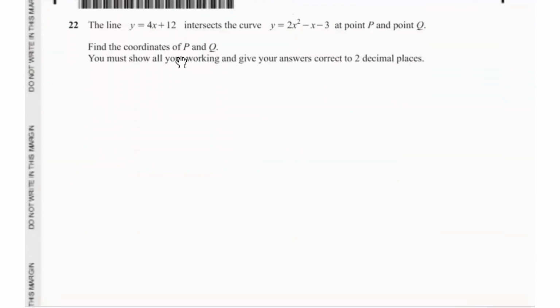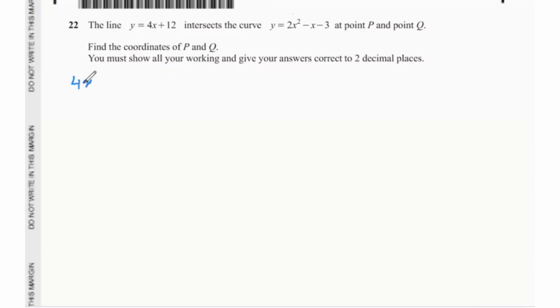Question 22 says the line y equals 4x plus 12 intersects the curve y equals 2x squared minus x minus 3 at point P and point Q. Find the coordinates of P and Q. So a straight line intersecting a curve. That means you put the y values equal to each other, because the intersection point is the common point that both the line and the curve share.